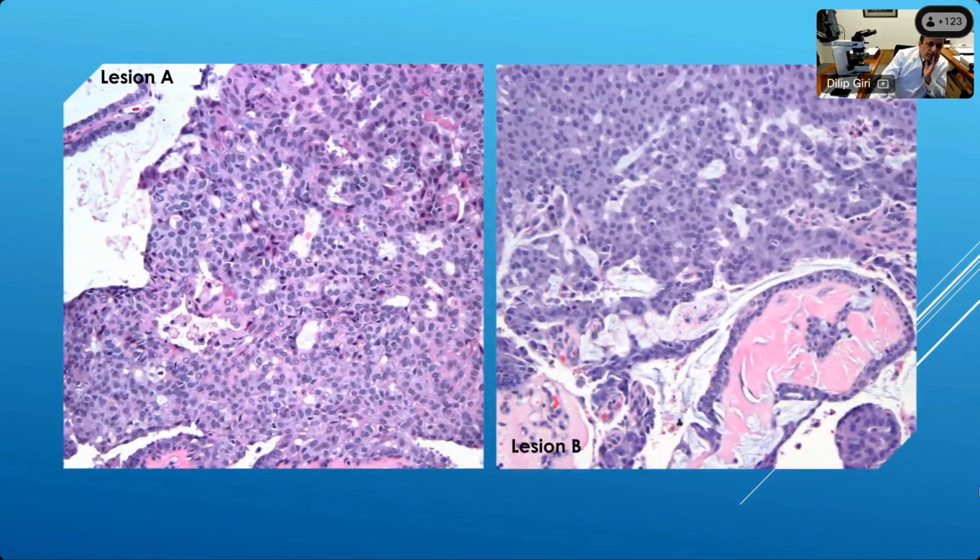So I'm just showing you a higher power. This is lesion A and this is lesion B. So if you look at lesion B more closely, you will now begin to see that there is some mucin production within it. That is kind of unusual for benign ductal proliferation. It may rarely happen. Nothing is impossible, but it's unusual. So now, your antennae are going up. Oh, what the hell is this?